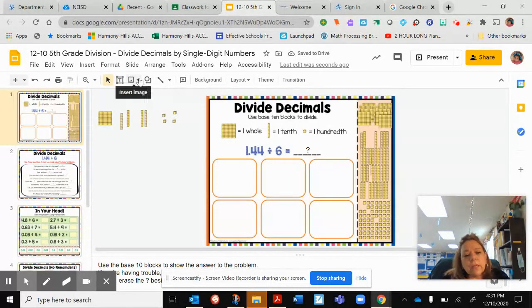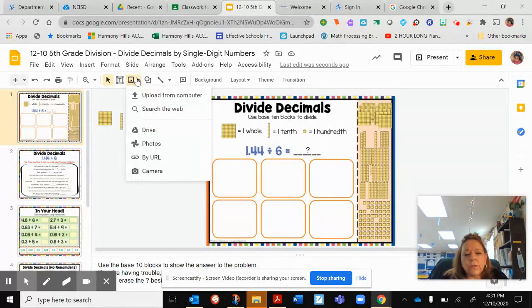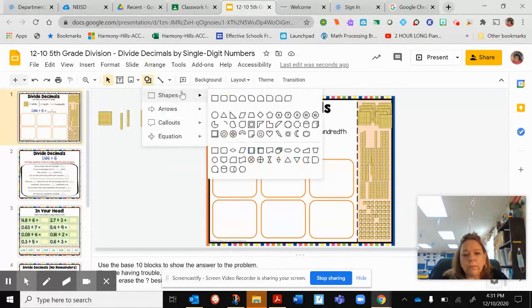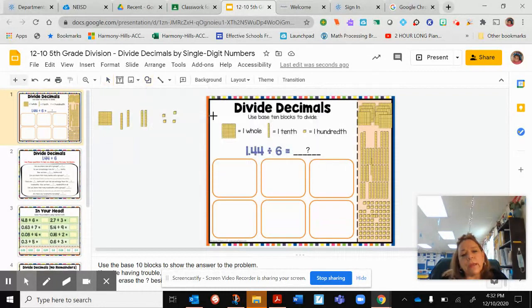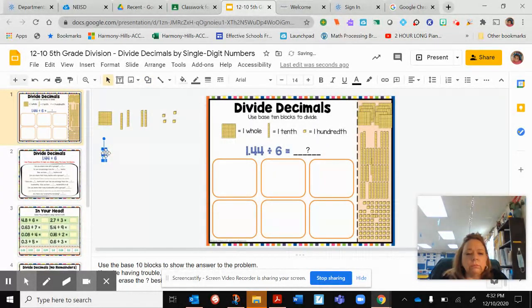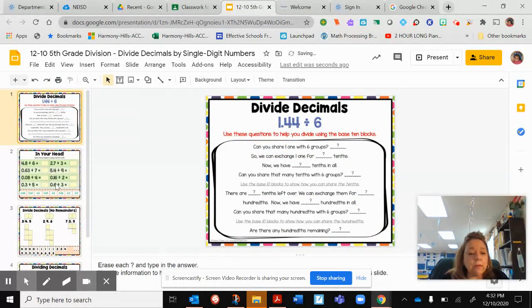Then I'm going to make groups. So I'm going to insert, actually let me bring in my shapes. I'll do some circles, right? I can do circles. So I have 1 circle, because I'm going to have 6 circles. I guess you know what I could do. Never mind. I'm going to put it in my group.